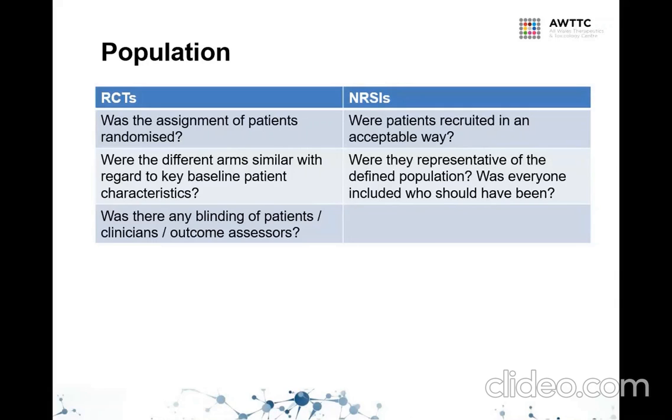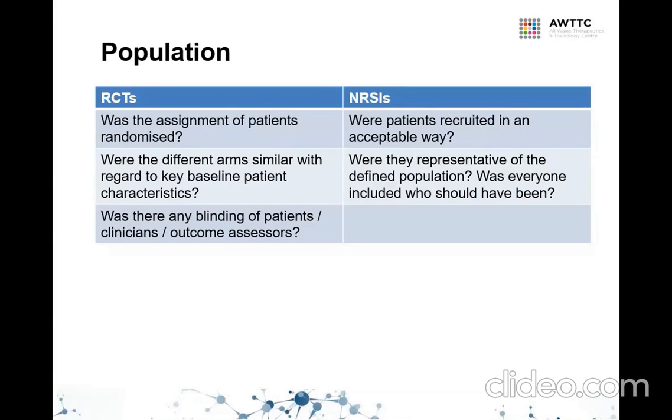Commonly, we'll compare baseline characteristics at the start of the study to see if there's any differences between groups, as this is one way of flagging any potential selection bias. Finally, we'll also check whether blinding was possible, and if so, was it done?